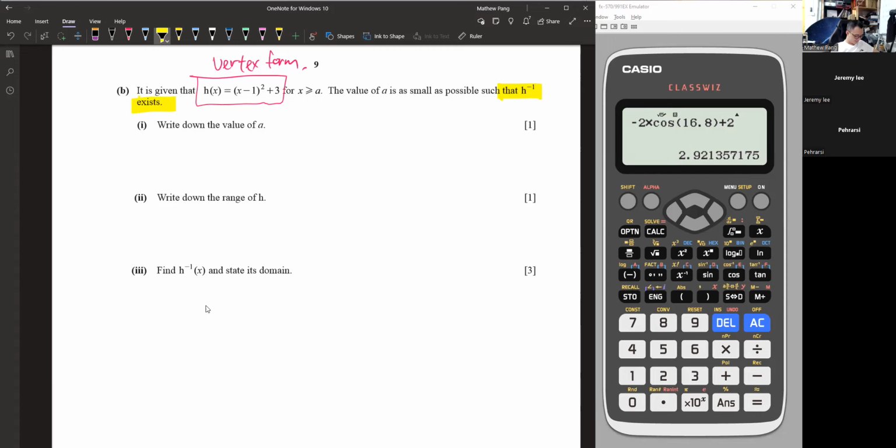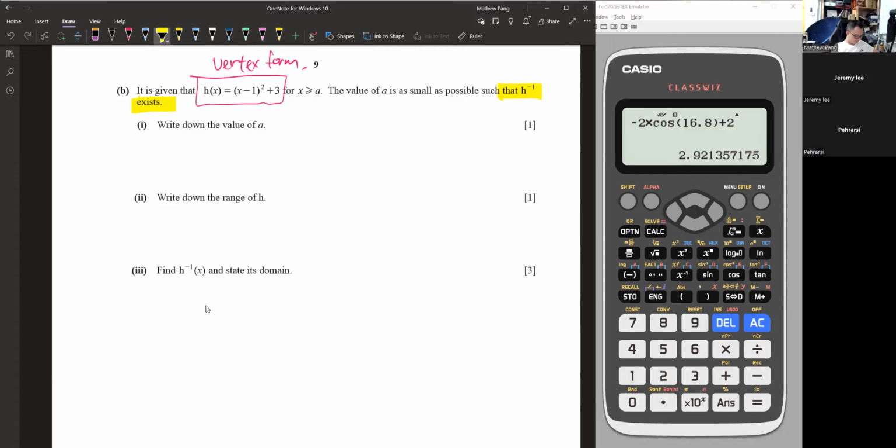Okay, got the answer for all. Not bad. So first thing is, in order to make the h inverse exist, we know the quadratic in this case is a U shape. The minimum point is obviously (1, 3). So in order to make the inverse exist, the domain must be bigger.